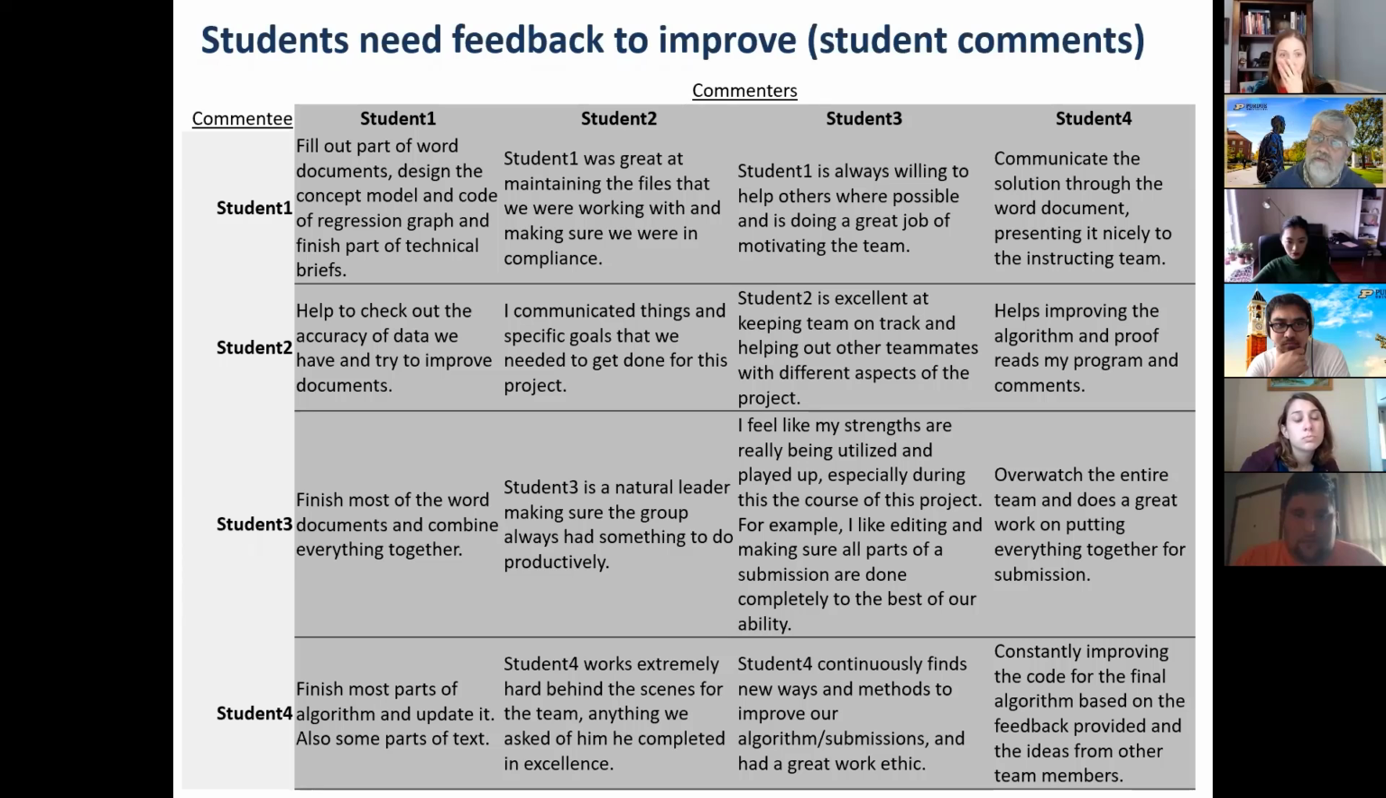Reading across a row in this table gives you 4 people's perspectives on the behavior of student number 1. And reading down a column, such as the first column, gives you student 1's comments on each member of the team, which in this case allows you to note that student 1 is very task work focused in their comments, whereas students 2, 3, and 4 are more focused on teamwork behaviors. And again, as you read across, you can get multiple perspectives on how a particular student is engaging with the team.